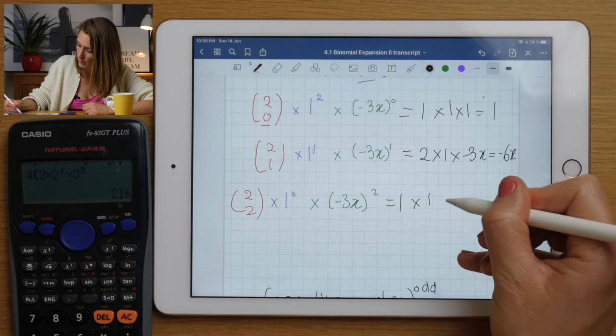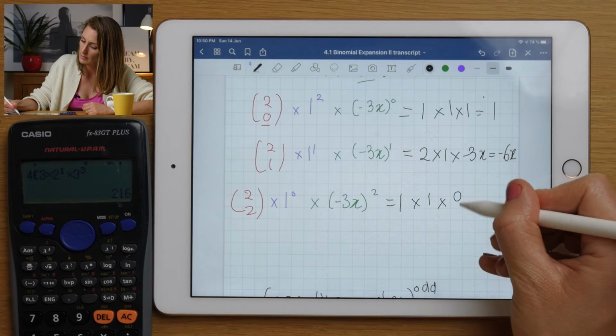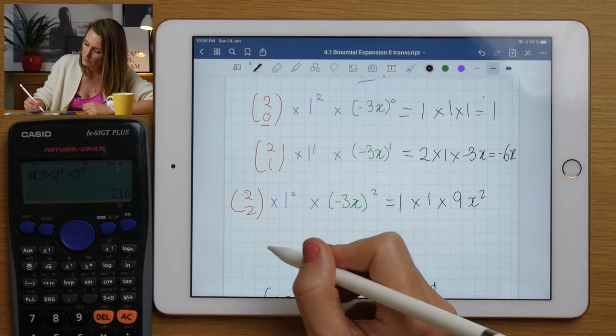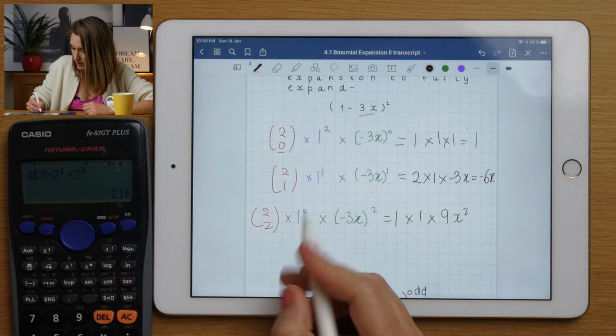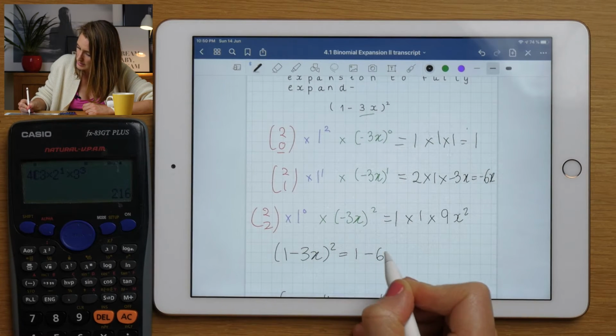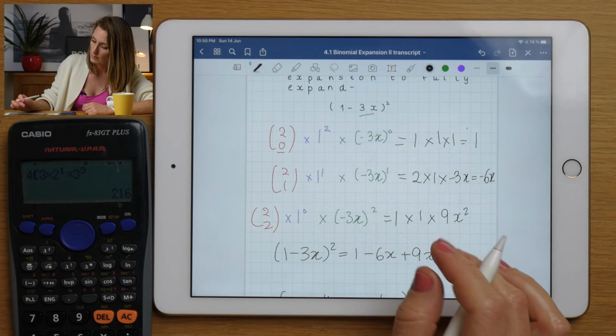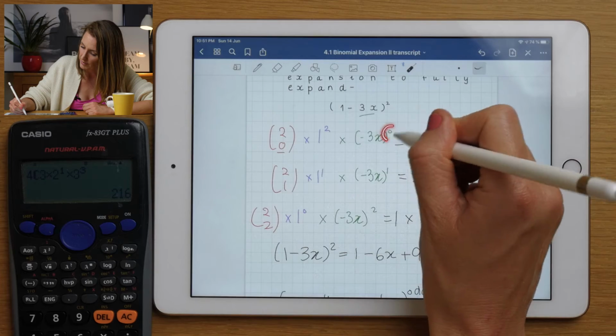1 times 1. Now minus 3 times minus 3 would be plus 9, so it would be 9x squared. So your final answer here, 1 minus 3x squared, would be 1 minus 6x plus 9x squared. So minuses, be careful of them.